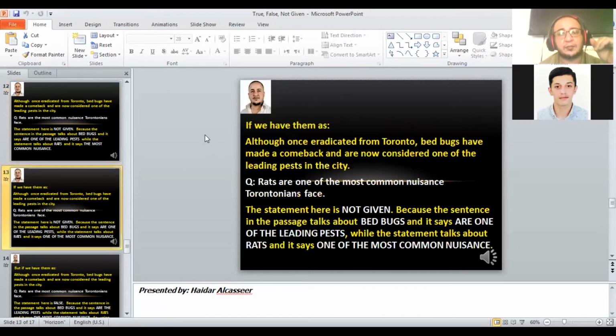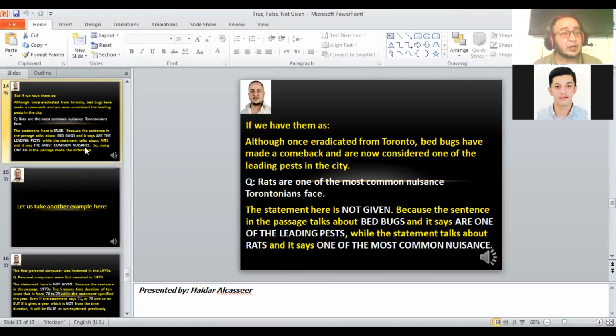Let's move to another example, the same example but in another way. Although once eradicated from Toronto, bed bugs have made a comeback and are now considered one of the leading pests in the city. The question says, rats are one of the most common nuisances Torontonians face. This is "one of", so it's not given. We don't know. Why? It's "one of", and here it is "one of". We may have 10, 20, 100 pests. So we don't know whether this sentence is true, false, or not given.